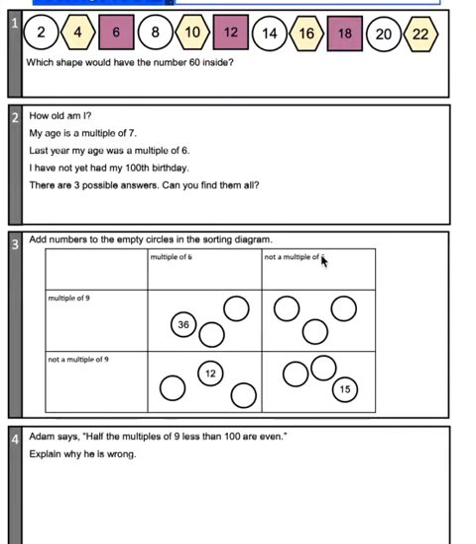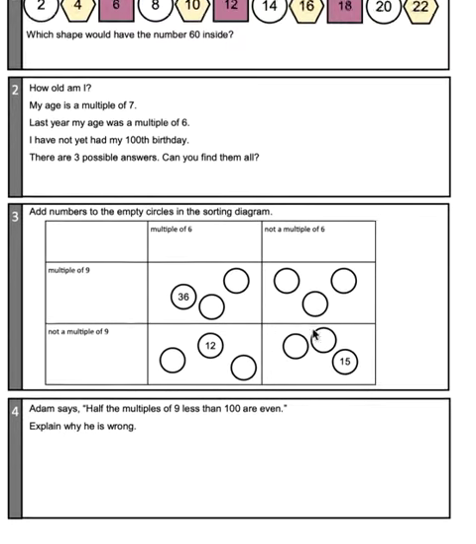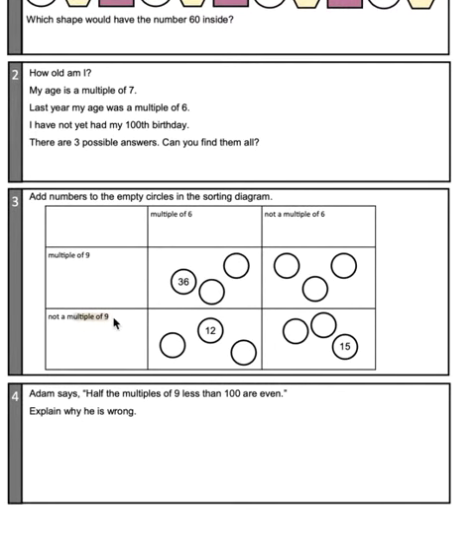This here is not a multiple of 6, but a multiple of 9. So it's in the 9 times tables, but not in the 6 times tables. And this last box is not a multiple of 9 and not a multiple of 6. So it's not in either of the times tables.